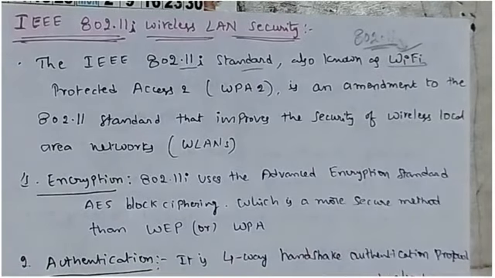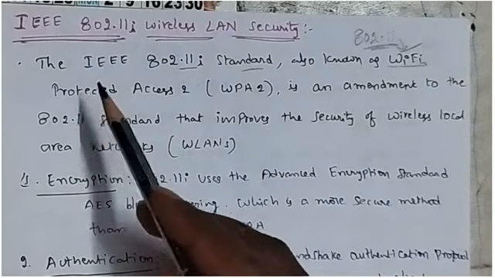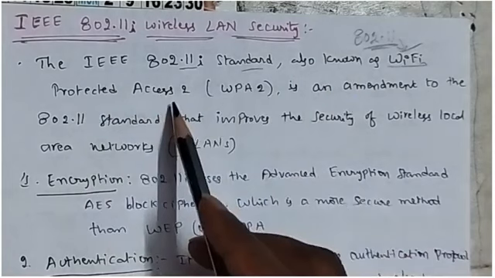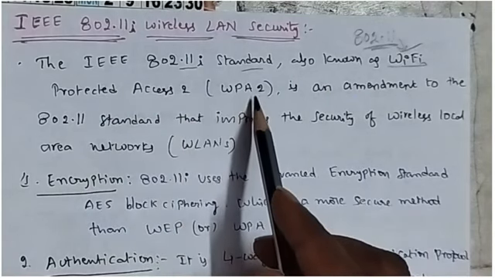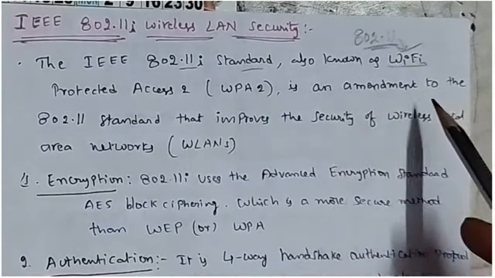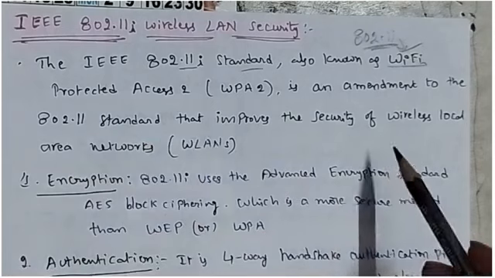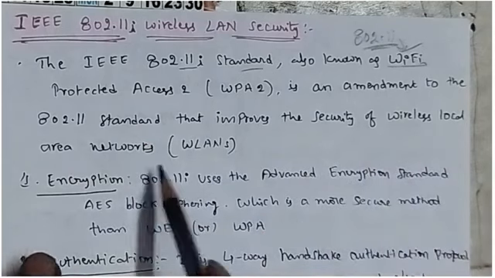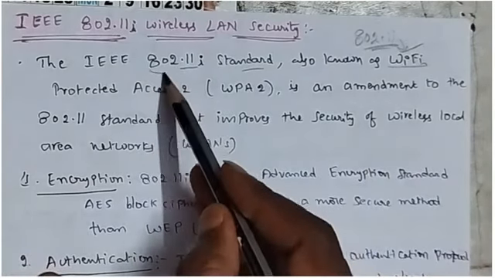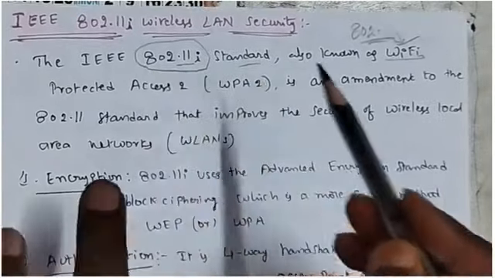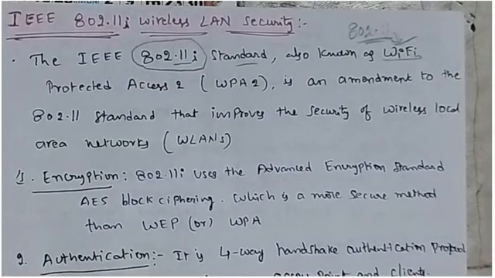What do you mean by Wi-Fi? It means wireless, a group of wireless LANs. Here, Wi-Fi Protected Access, WPA, is an addendum to the 802.11 standard that improves security in wireless local area networks. 802.11i is a standard which improves the security in wireless LANs.